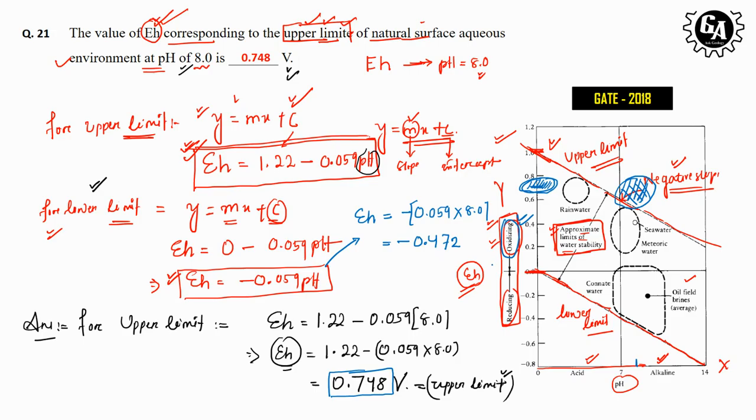And if it is asking for the lower limit, the EH is equal to minus 0.059 pH, then the EH value is minus 0.472, somewhere at this point. And what is the pH value? 8. Eight means here at this point, in the brine case. So it depends. And now you can see the condition is a reducing condition. Depending upon the pH and EH, it basically tells you whether it will be an oxidizing condition or a reducing condition.